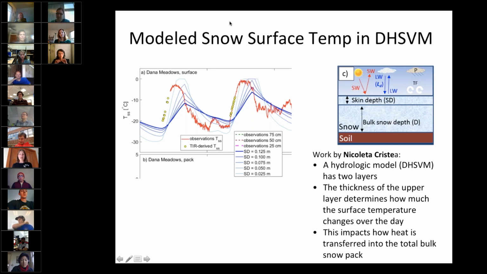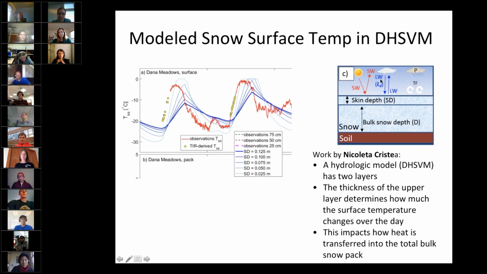It turns out that surface temperature can have a huge impact on melt timing. So this is work in progress by Nicoletta Cristea. So she took a hydrologic model, DHSVM. This is the same as the VIC model in terms of its snow scheme. It's like a sort of fine scale version of VIC. It has two layers. So here's a picture of it.